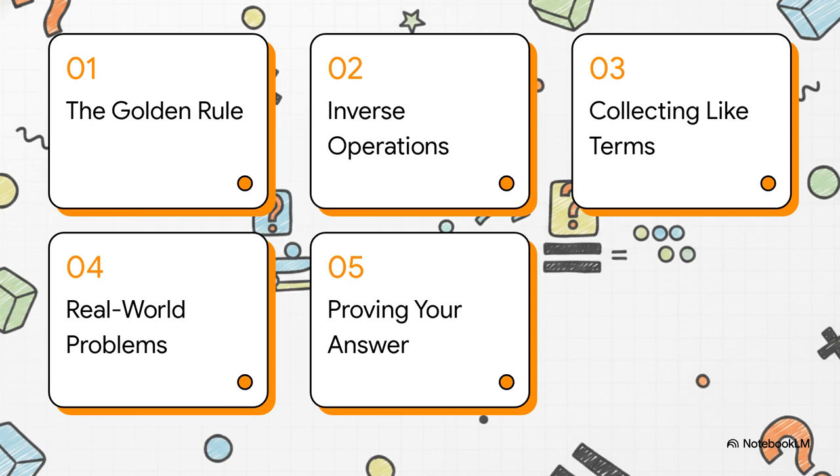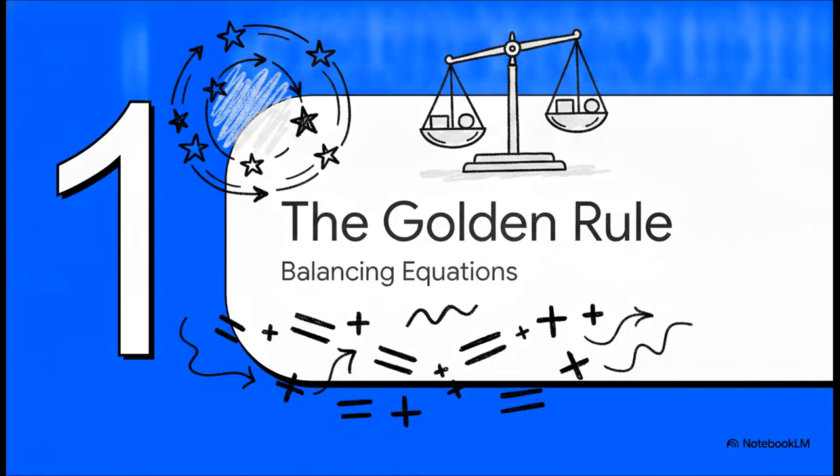Here's a quick roadmap for our explainer today. We'll start with the golden rule, then dive into using inverse operations, collecting like terms, tackling real-world word problems, and finally, proving your answer. Let's get to it. Step 1. The golden rule.